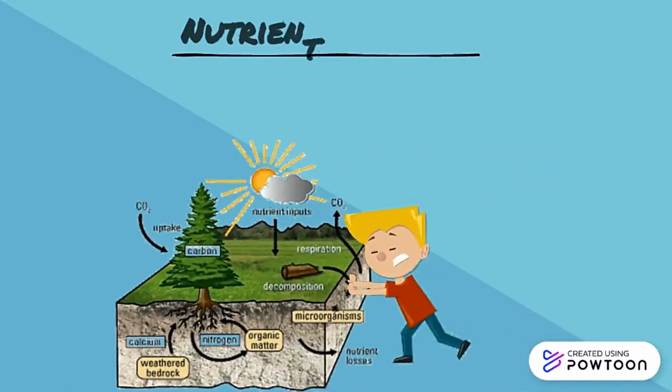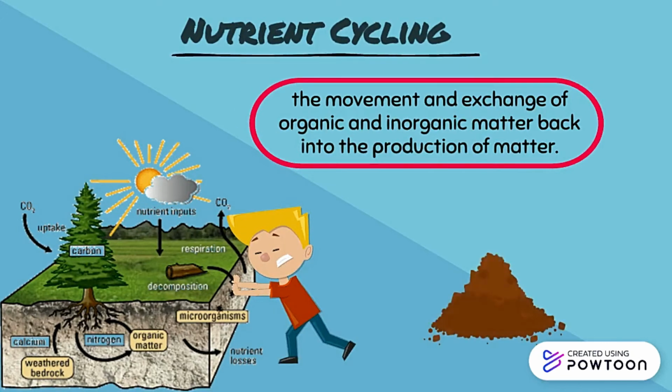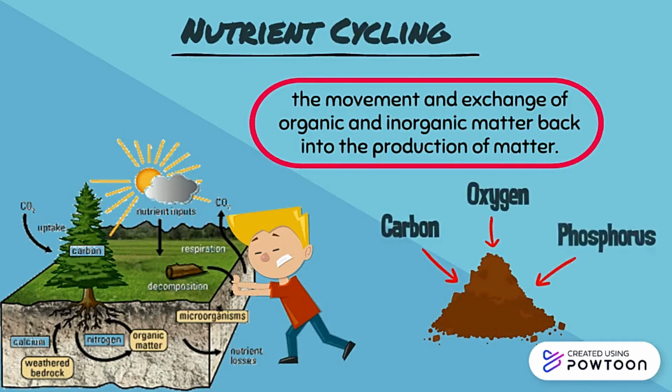Nutrient cycling is the movement and exchange of organic and inorganic matter back into the production of matter. The plants in the consumer level rely on decomposers to break down dead organic materials to release materials and elements like carbon, oxygen, and phosphorus back into the soil.